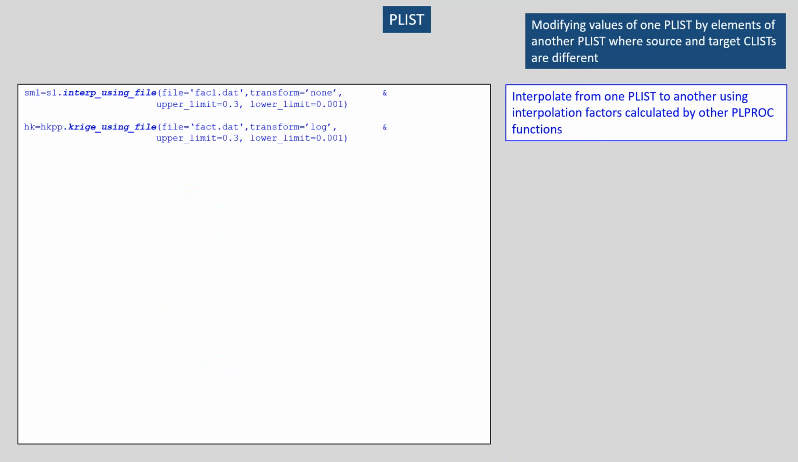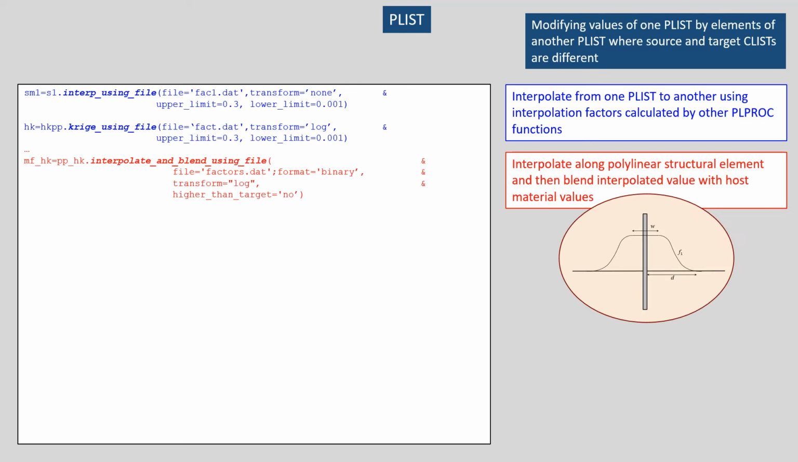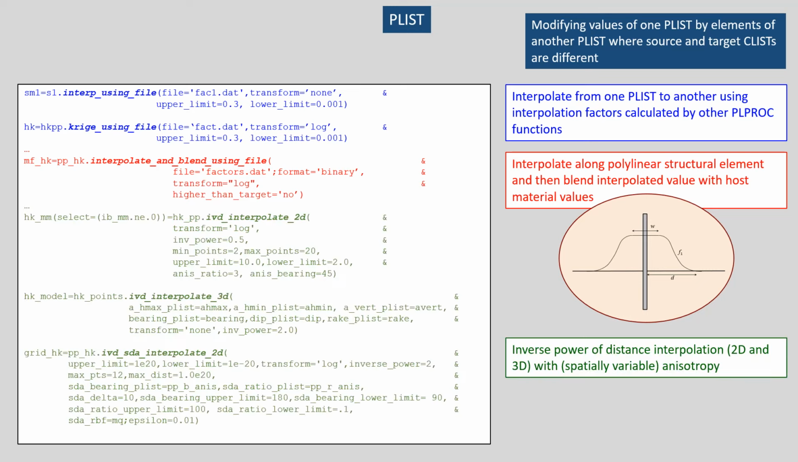Other PLPROC functions allow us to do interpolation based on pre-calculated interpolation factors. We'll come to that in a moment. Blending again, in this case not from a G-plane but from polylinear segments which may transect a model grid. The elements of the parameters assigned to the polylinear segment can then inform the background grid through a blending operation specified by the user.